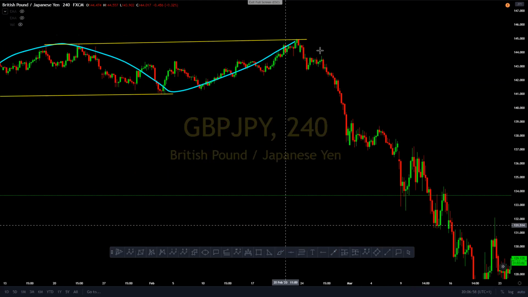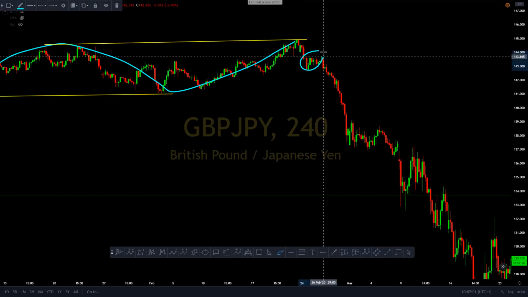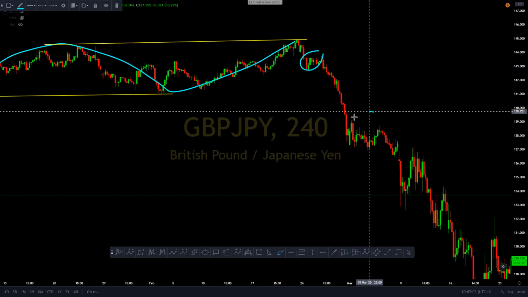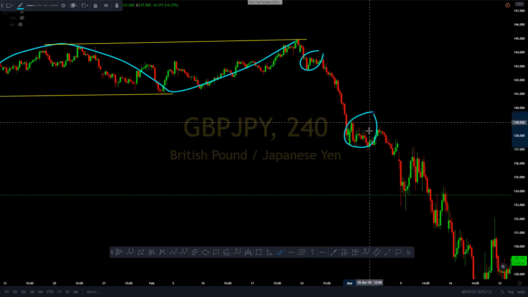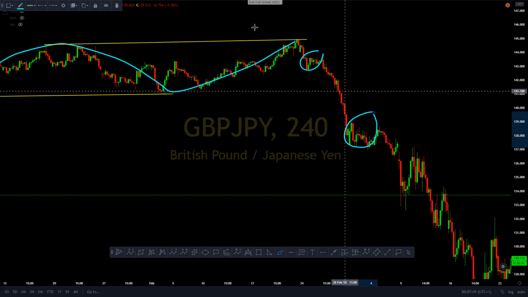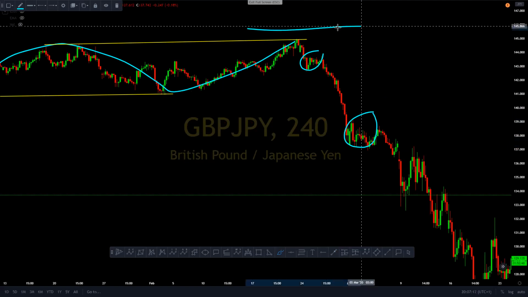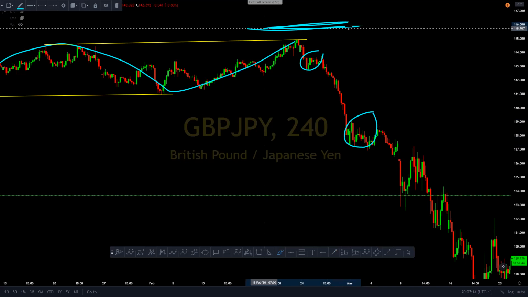You see, here is a correction. So you can enter the trade from here and you can also enter the trade from here. But whatever you are doing, your stop loss will be above the structure. Okay. That is it.